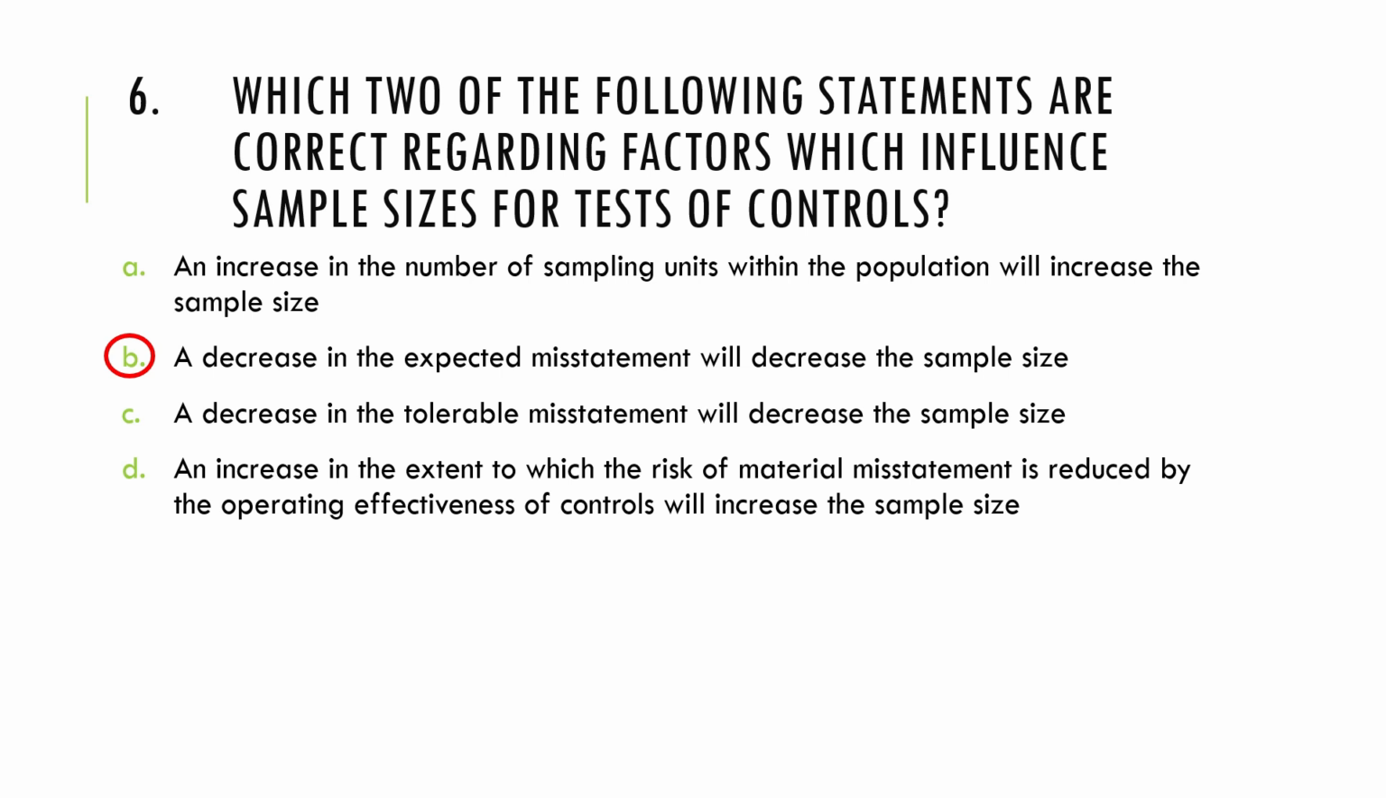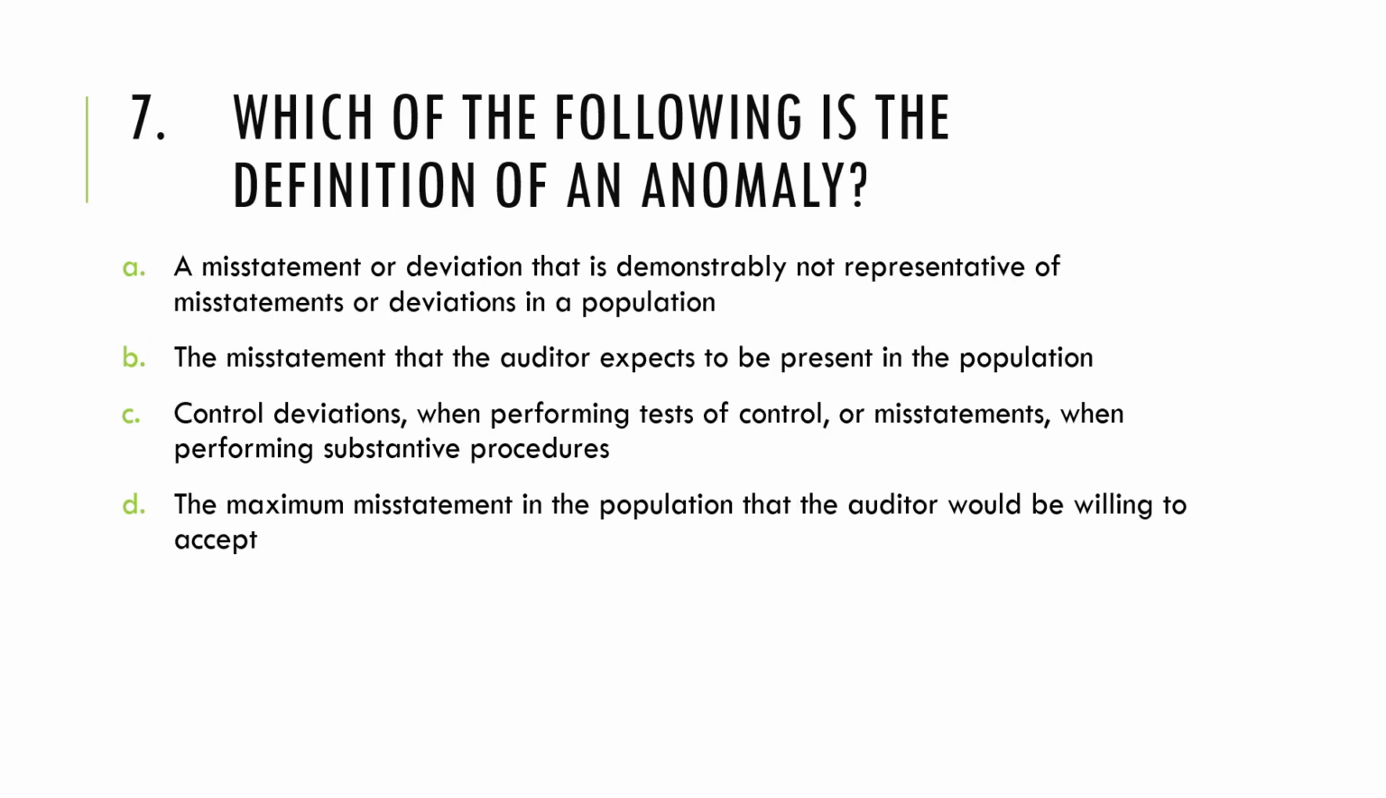Letter D, an increase in the extent to which the risk of material misstatement is reduced by the operating effectiveness of controls, is basically telling us an increase in control risk will increase sample size. And we know that the assessment of the risk of material misstatement bears a direct relationship to the sample size. Therefore, an increase in control risk will also increase the sample size in relation to the increase in the risk of material misstatement. So the answer to number 6 are Bravo and Delta.